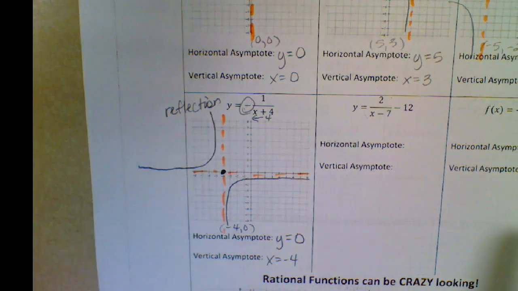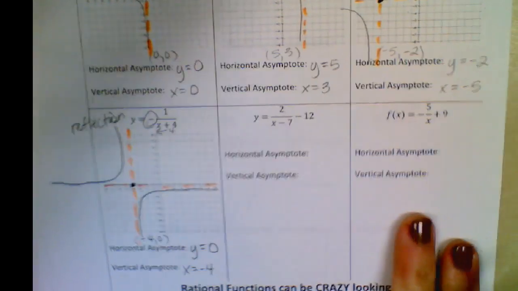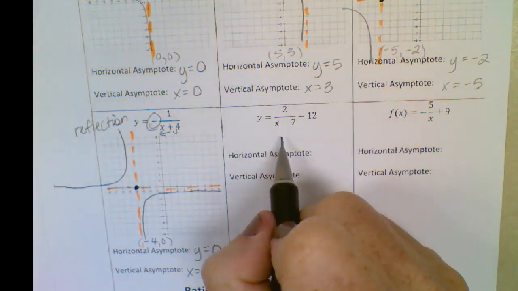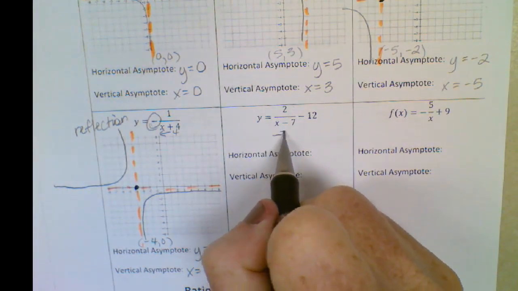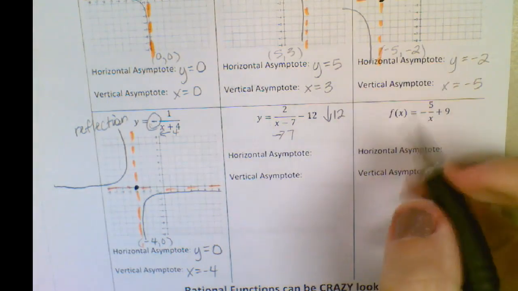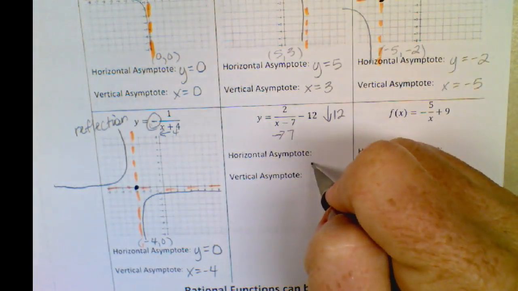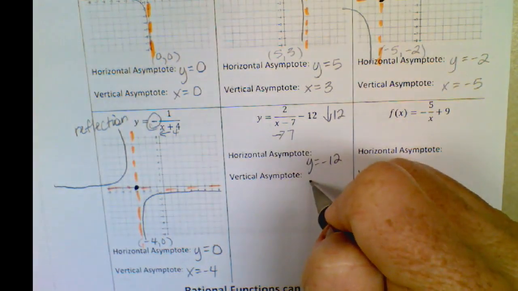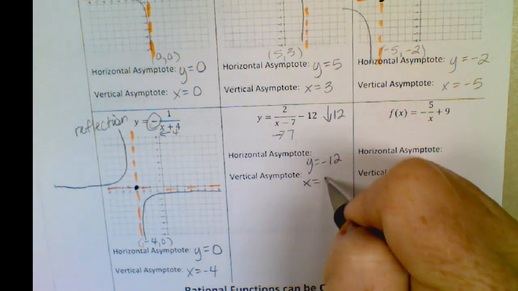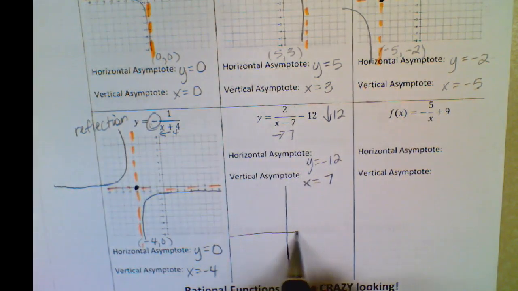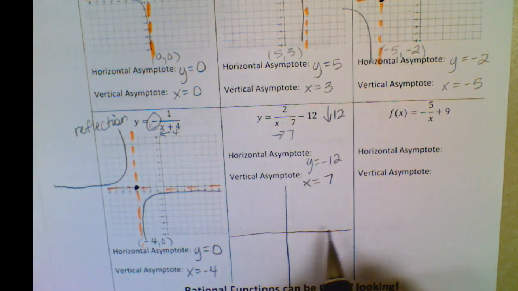Okay. The next two we're just going to sketch our own graph, and that's completely fine. So this is going to shift it to the right 7 and down 12. So my horizontal asymptote is at y equals negative 12. My vertical asymptote is at x equals 7. So there's my graph. My new point will be at 7, negative 12, somewhere down here.